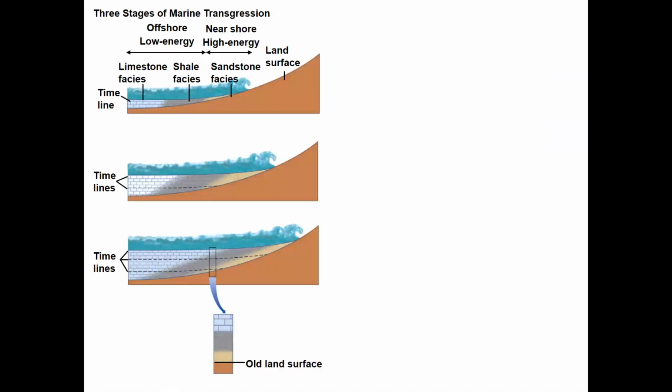So now we're going to look at the sequence of sedimentary rocks that forms along an ocean coast in a period of what's called marine transgression, which is rising sea levels, and regression, which is falling sea levels. So I'm actually taking a couple steps back.